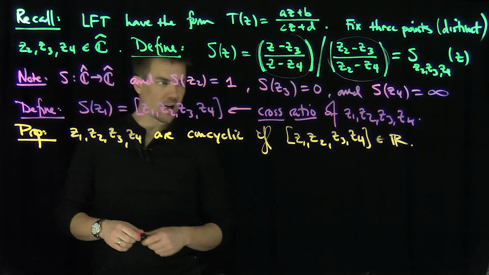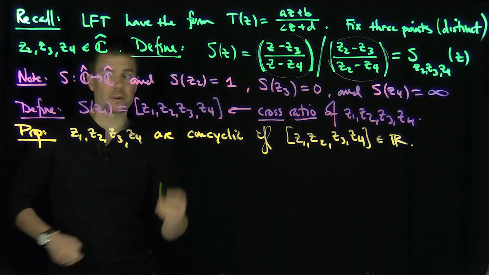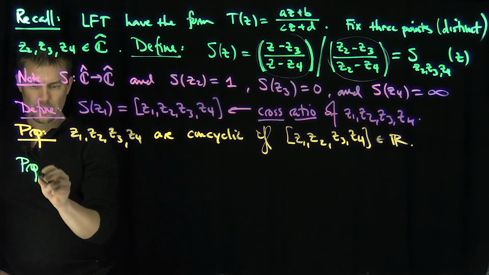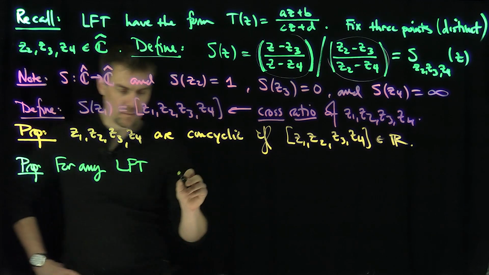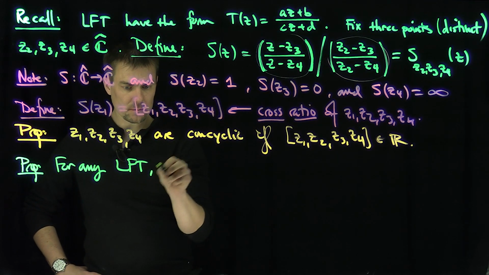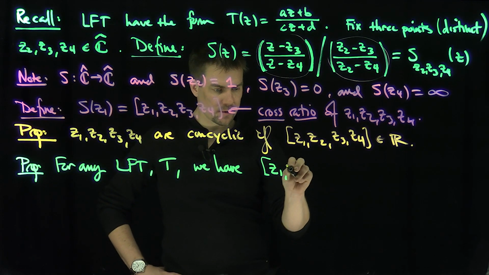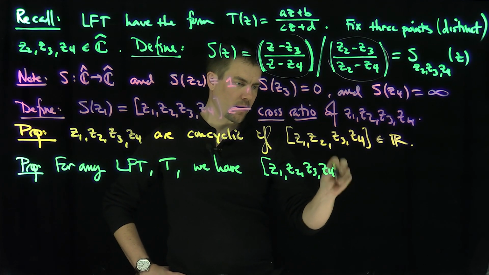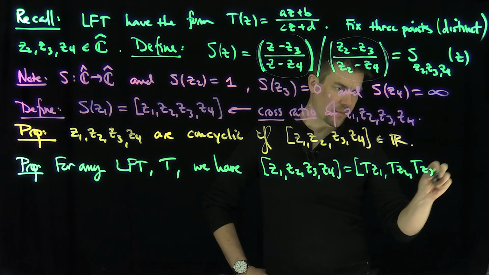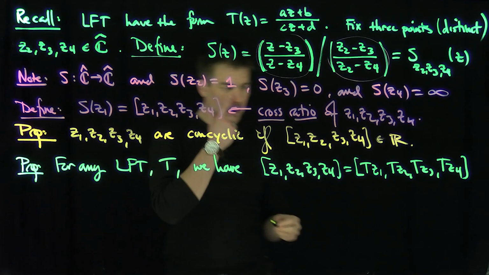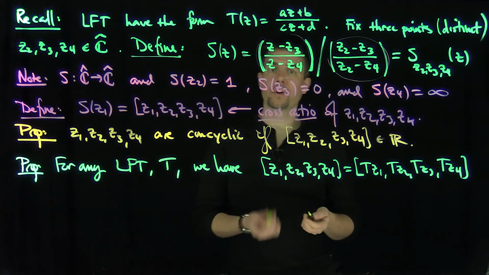We're going to come back to this in a second because it's going to help us give an alternate proof for LFTs. Now, what do I want to show? I want to show this cross ratio is invariant under LFTs. So there's another proposition: for any LFT T, T preserves cross ratios. The cross ratio of z1, z2, z3, z4 is equal to the cross ratio of T z1, T z2, T z3, and T z4.